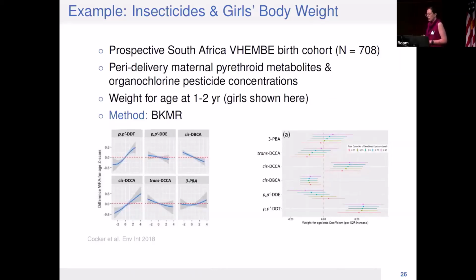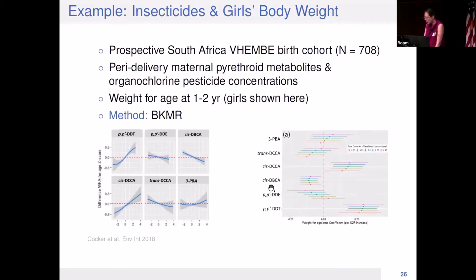And we're looking at peri-delivery maternal pyrethroid metabolites and organochlorine pesticide concentrations. And the outcome was the weight for age at 1 to 2 years old in girls. The results for girls specifically are shown here. On the left side, these are the exposure response functions for each of the 6 chemicals examined. So this BKMR also can help us look at identifying individual levels. So that goes back to the bad actors that we were talking about earlier. But the reason why I'm presenting it here is for the interaction.